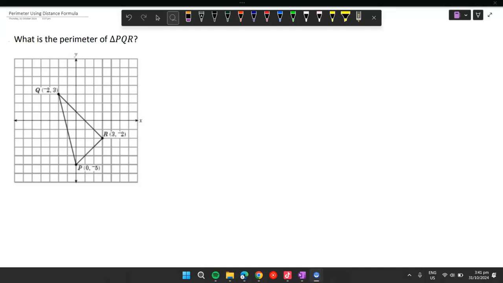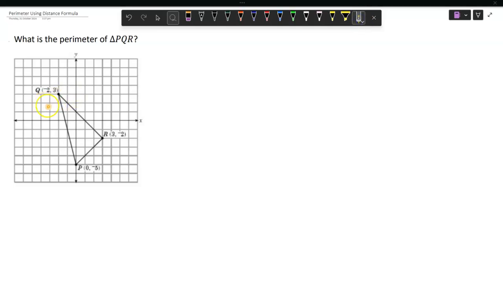Alright, so this problem is actually fun. We are asked to find the perimeter of the triangle PQR. This is our triangle PQR, and it is plotted in our Cartesian plane with the coordinates negative 2, 3. That's Q. And then R, we have 3, negative 2. And then P is 0, negative 5.